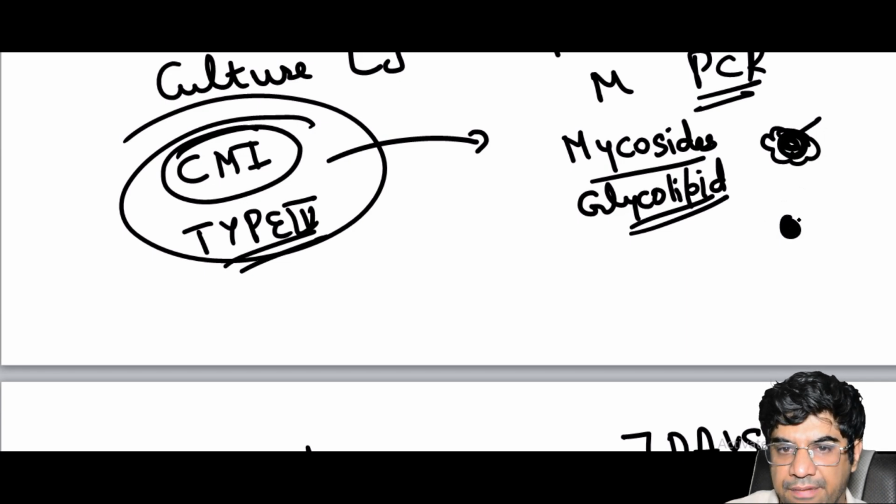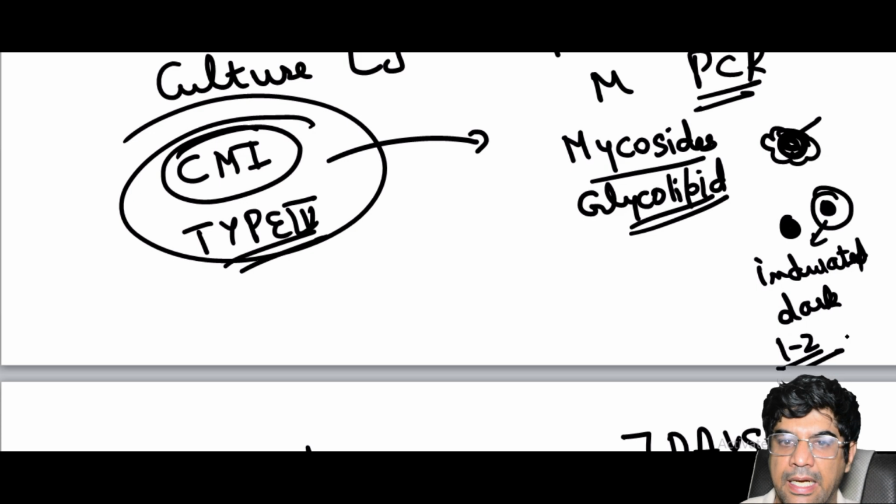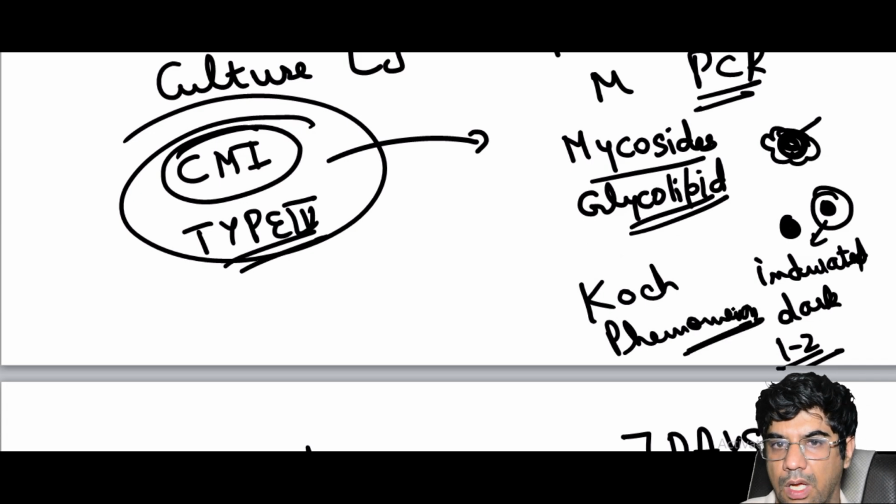In the secondary infection, if the tuberculous bacilli are injected into a guinea pig already infected with tuberculosis, the site becomes indurated, dark, within 1 to 2 days, and it ulcerates and heals quickly. Here the lymph nodes are not involved. That is known as the Koch phenomenon. It is a quick response and healing at the injection site in a guinea pig previously infected with the tubercle bacillus, indicating hypersensitivity and immunity.